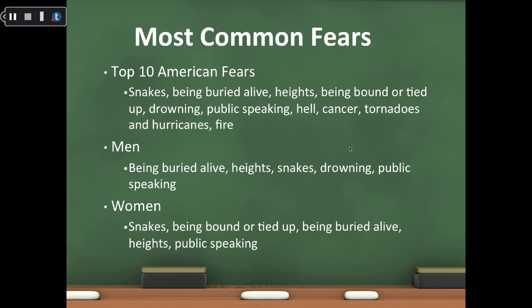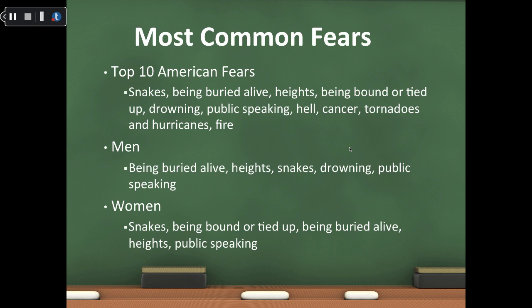So the top 10 American fears are snakes, being buried alive, heights, being bound or tied up, drowning, public speaking, hell, cancer, tornadoes and hurricanes, and fire. There tend to be differences between men and women in these common fears. For men, being buried alive, heights, snakes, drowning, and public speaking are the top 5. And for women, snakes, being bound or tied up, being buried alive, heights, or public speaking are the top 5. So you can see that public speaking is a pretty big fear for all of us.